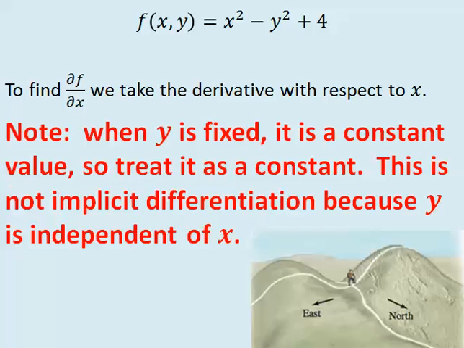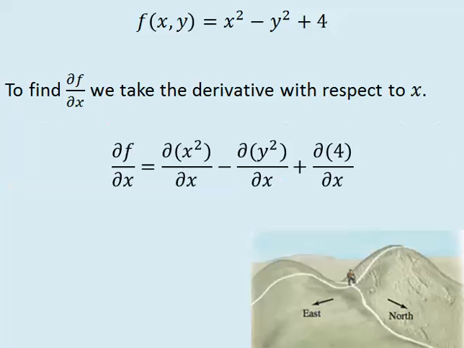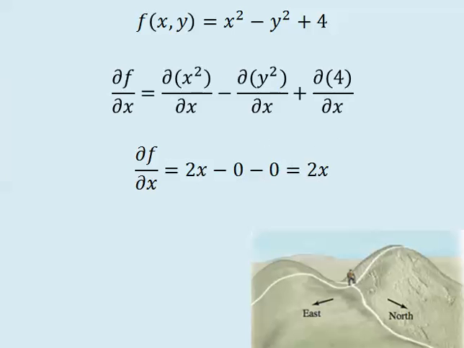This is not implicit differentiation because y is independent of x. I'm going to take the derivative of each of these three terms with respect to x. Y is held constant. And so the derivative of y squared with respect to x is 0 because y is not a function of x and y is being held constant. This is what I get, 2x.